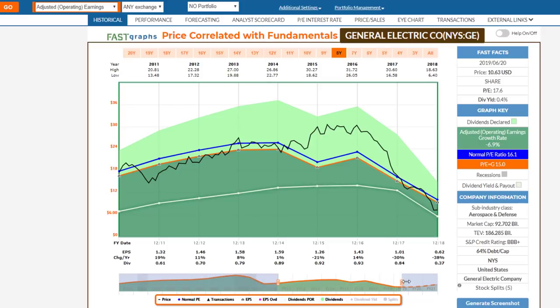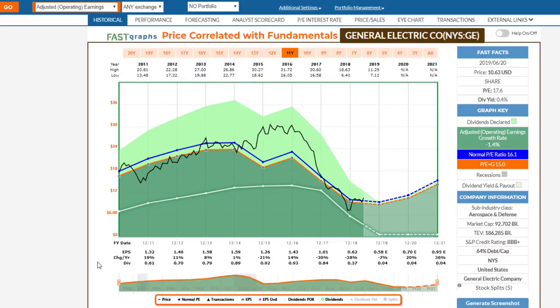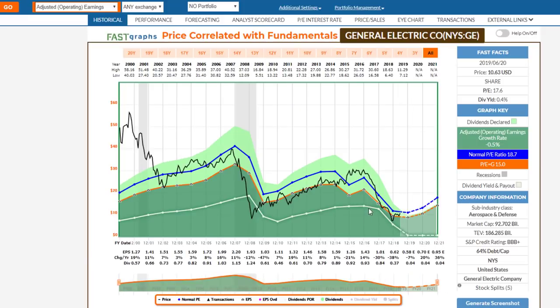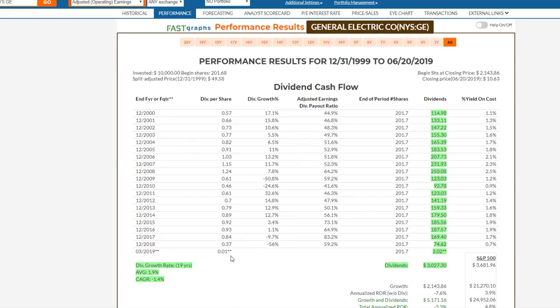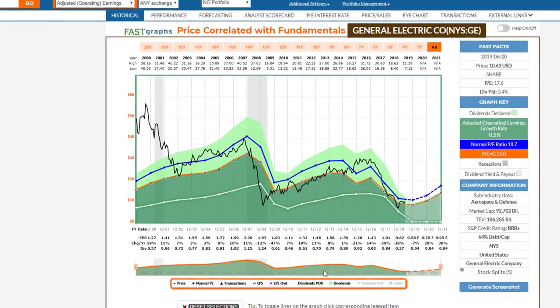So let me go ahead and bring this all the way out. I'm going to bring this all the way back and look at the whole picture again. So then they virtually eliminated the dividend in 2018 and 19, as you can see. It went down now to 4 cents a share in 2019, and that's a huge cut or virtually an elimination of the dividend.